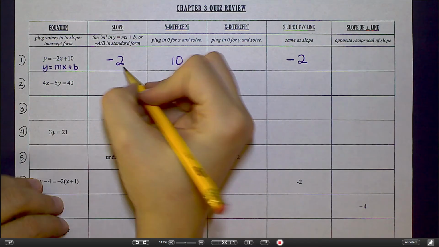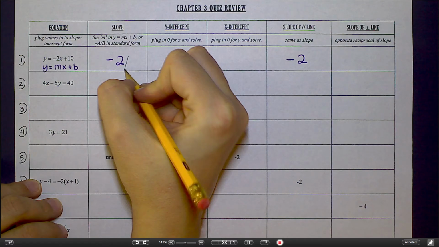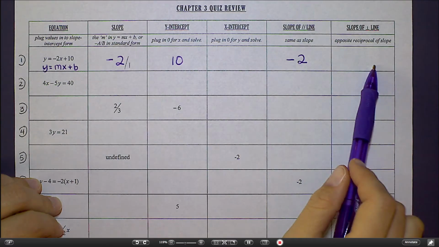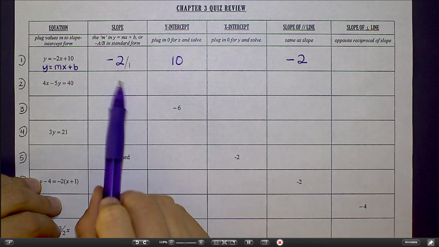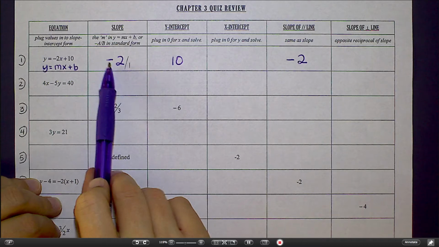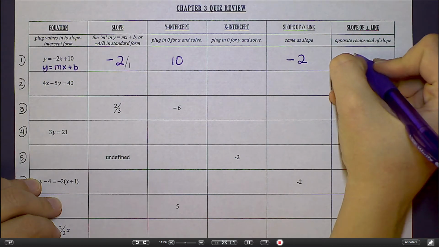So remember this -2, we could really think of as -2 over 1. You don't necessarily have to write it that way, but it makes it easier to think about down here. So if I want the reciprocal, that would be 1 over 2, and then I want to make it positive so that it's the opposite. So this would be 1/2.